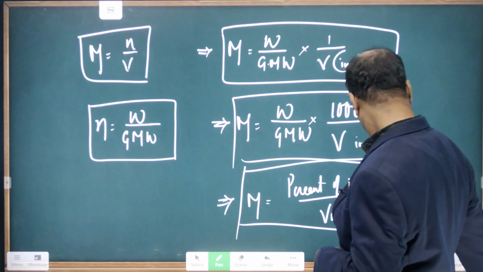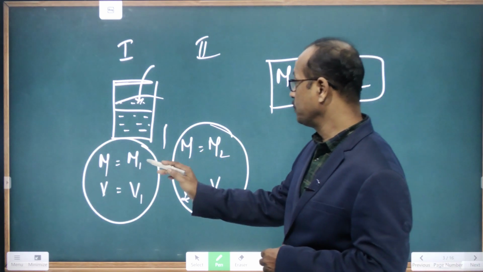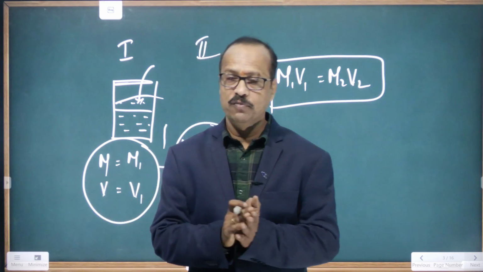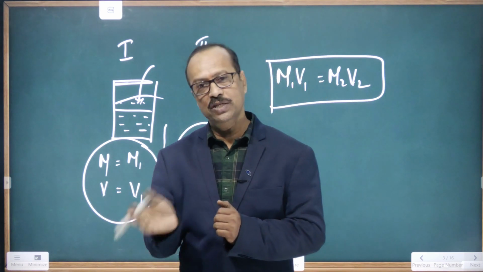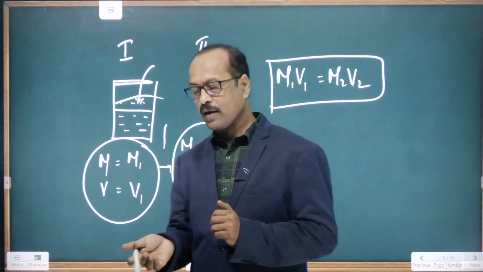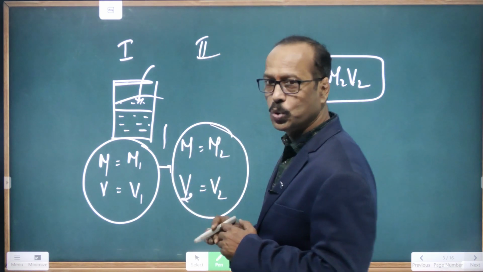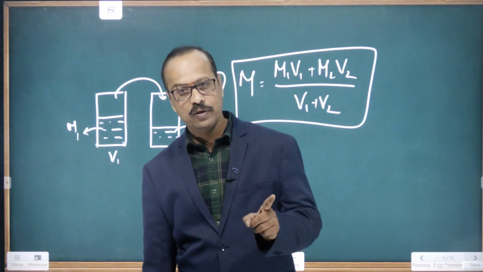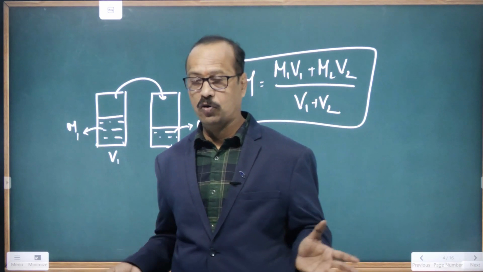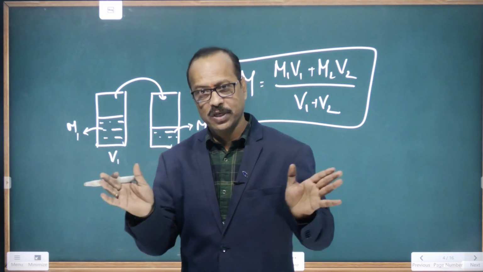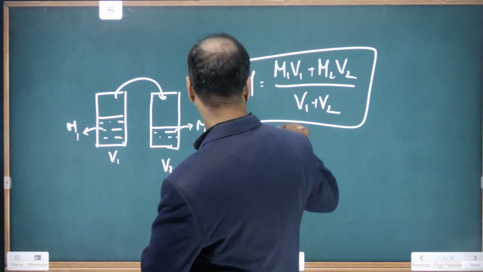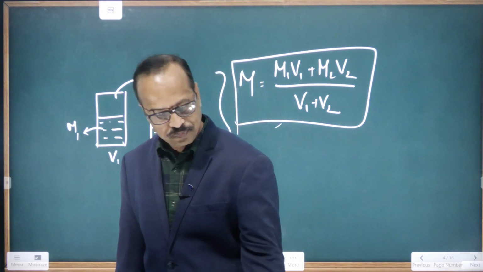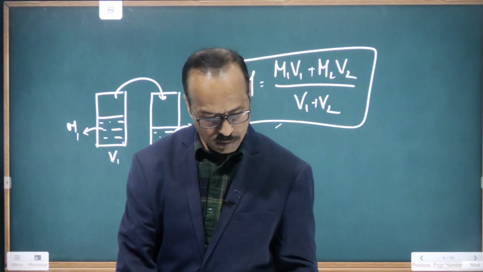So, if one solution has molarity M1 and volume V1, and we change its molarity or its volume, then the formula is M1V1 is equal to M2V2. And if we have two solutions of the same solute of different molarities and different volumes, and we add both solutions together, then the molarity of the solution is defined by using this formula, right? So, this is about molarity.